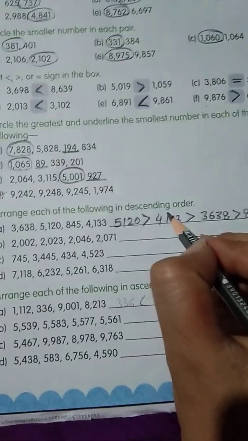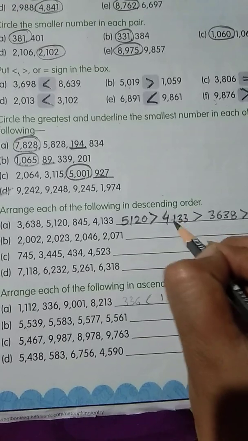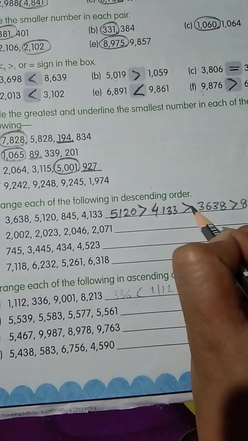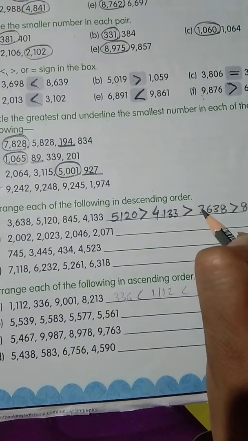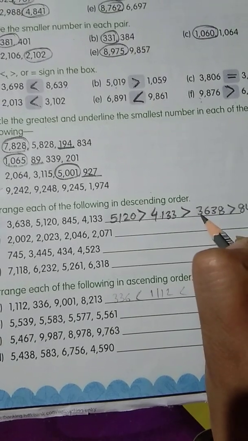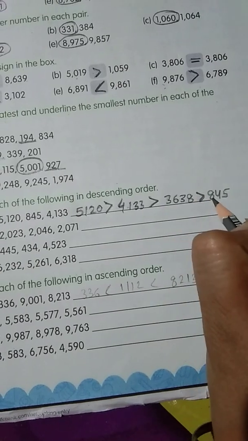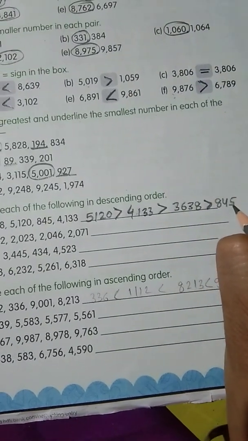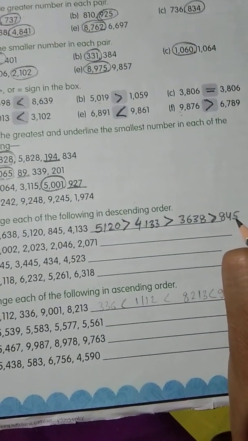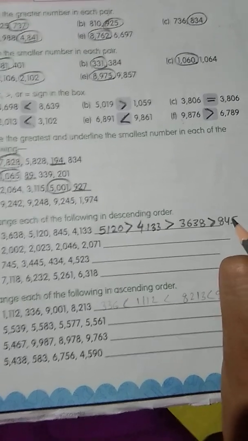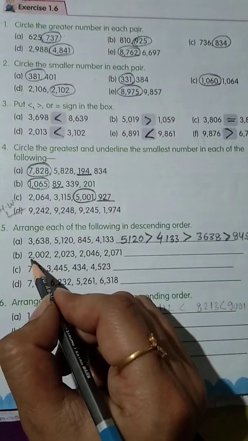After then 4000, 133. After then what? 3638. After then 845. Okay everyone, all of you understood? Okay. Now we are coming to here, B.